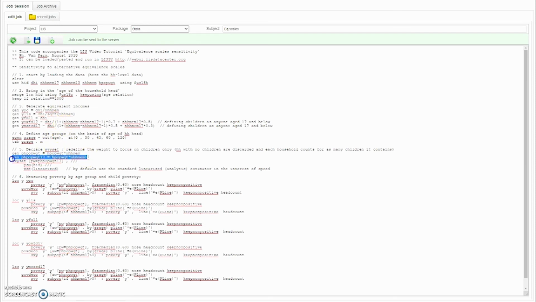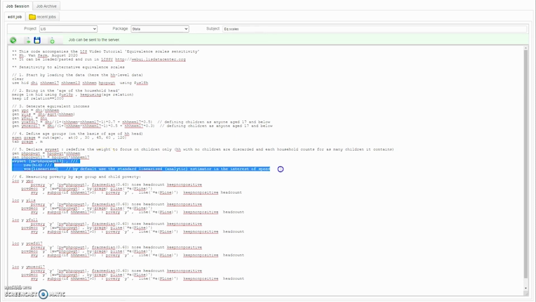And then I'm also going to calculate the rate of poverty among children. And to calculate the rate of poverty among children, now we are going to focus on the population of children. So in this case, the household weight is multiplied by the number of children in that household. And of course, all households that do not include any children will have a weight of 0, and will effectively be discarded from the estimation.